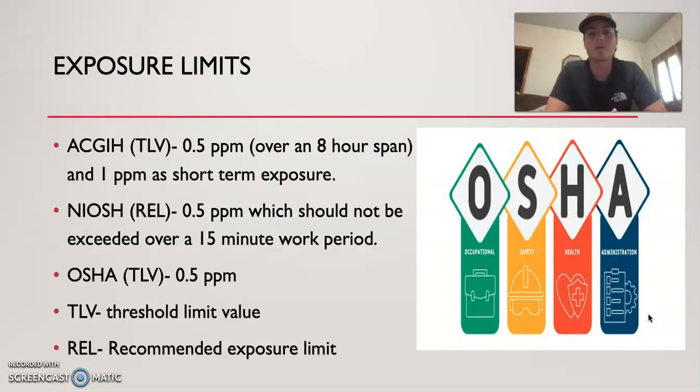Now, lastly, we're going to talk about the exposure limits of chlorine. So, first off, the acronyms in here: TLV stands for threshold limit value, and REL stands for recommended exposure limit. So, the TLV is 0.5 ppm, which is only over an 8-hour span, and 1 ppm as short-term exposure. Now, the REL is 0.5 ppm also, which should not be exceeded over a 15-minute work period.